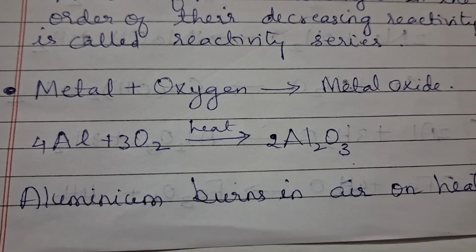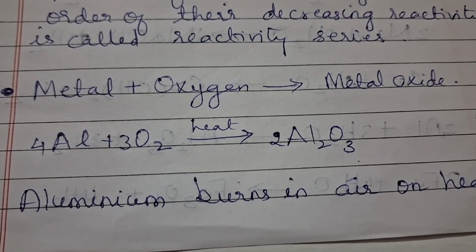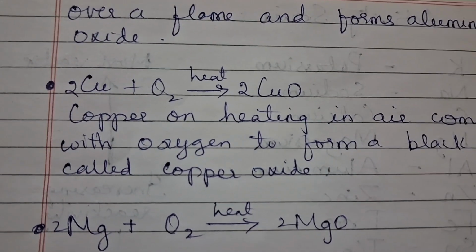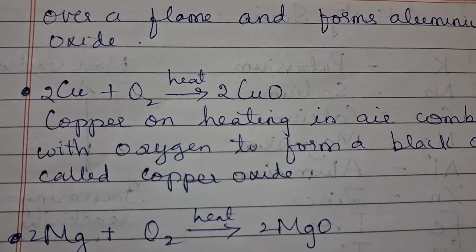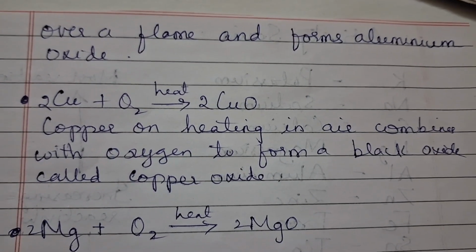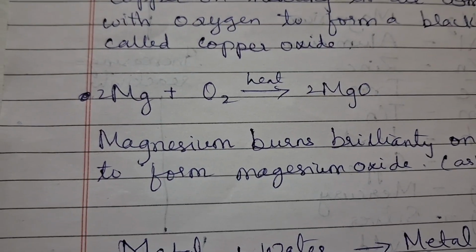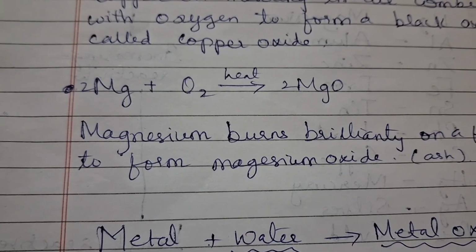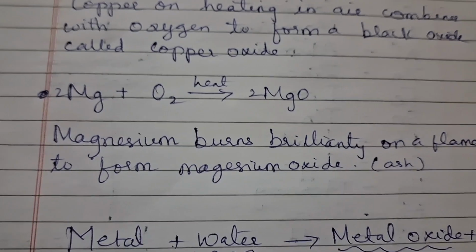When aluminium burns in air, taking aluminium and heating it brightly, when it burns you get aluminium oxide, Al2O3. Similarly, when copper powder is heated in the presence of oxygen, copper combines to form a black oxide known as copper oxide. This question was also asked. Magnesium burns in oxygen. On heating magnesium ribbon in a flame, it burns brilliantly to form magnesium oxide. So the ash is formed.